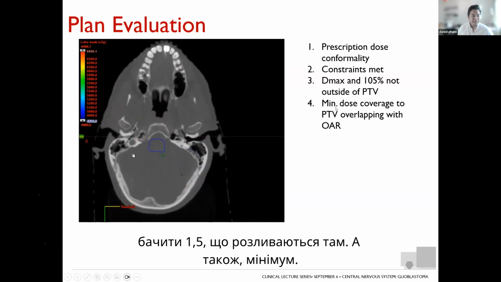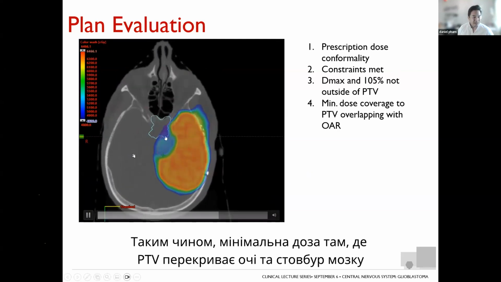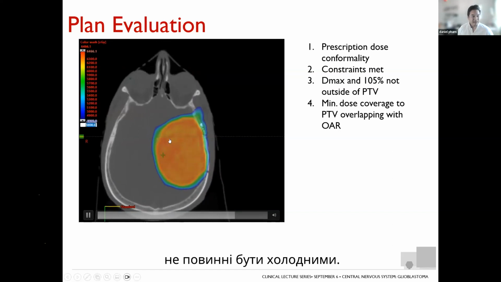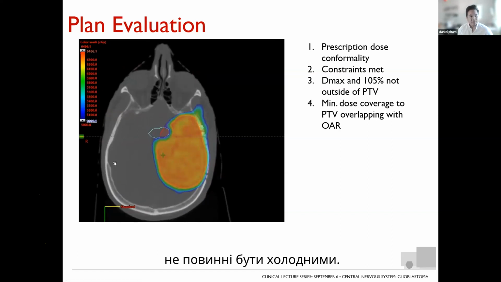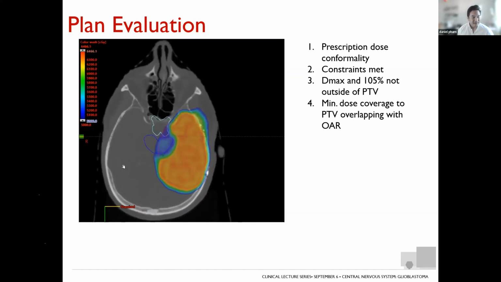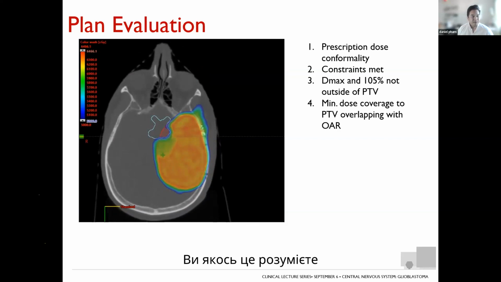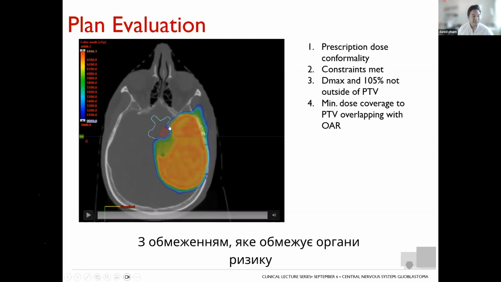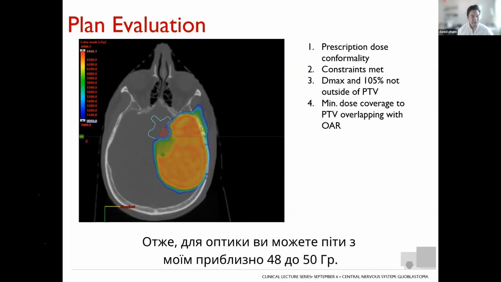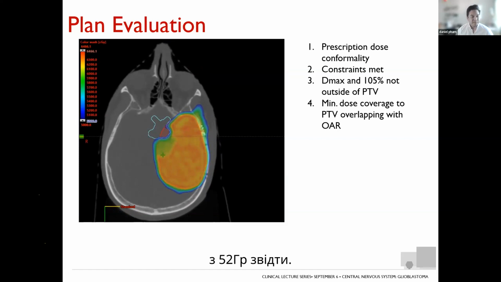And as well, the minimum dose. So the minimum dose to where the PTV overlaps optics and brainstem, there should be dose through there. It shouldn't be running cold. And with IMRT, you can get like a 5% margin. You figure out that with the constraint that's limited by the organ at risk, the minimum dose should be around about 5% below that constraint. So for the optics, you can get away with around about 48 to 50 gray for a 52 gray max on there.